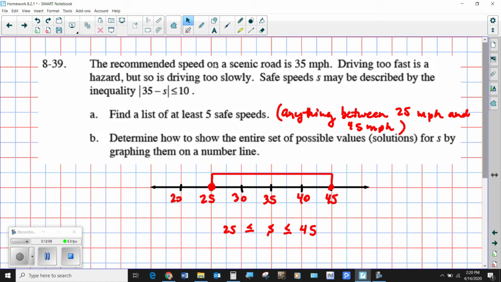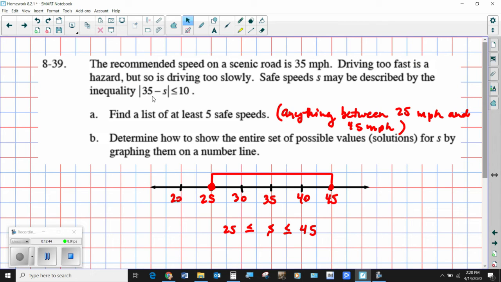The recommended speed on a scenic road is 35 miles per hour. Driving too fast is a hazard, but so is driving too slowly. So the safe speed, which is S, that's our variable here, may be described by this inequality. The absolute value of your speed limit minus whatever your speed can have no greater of a difference than 10.